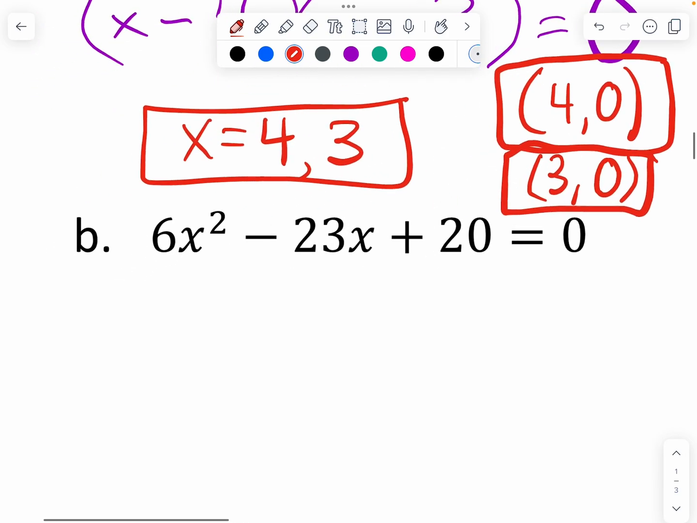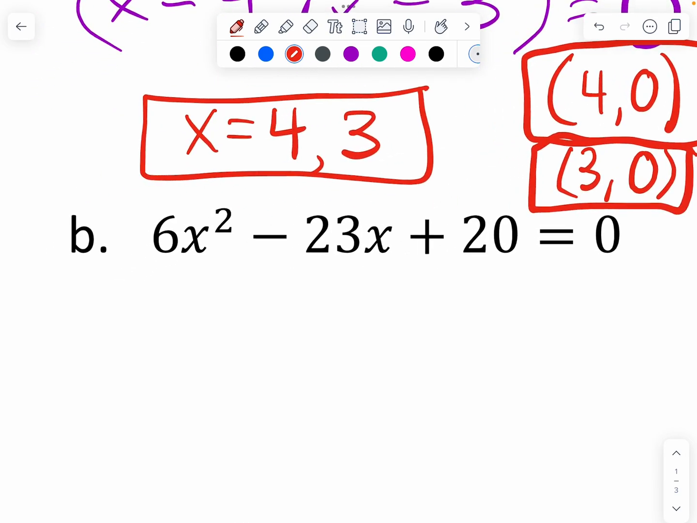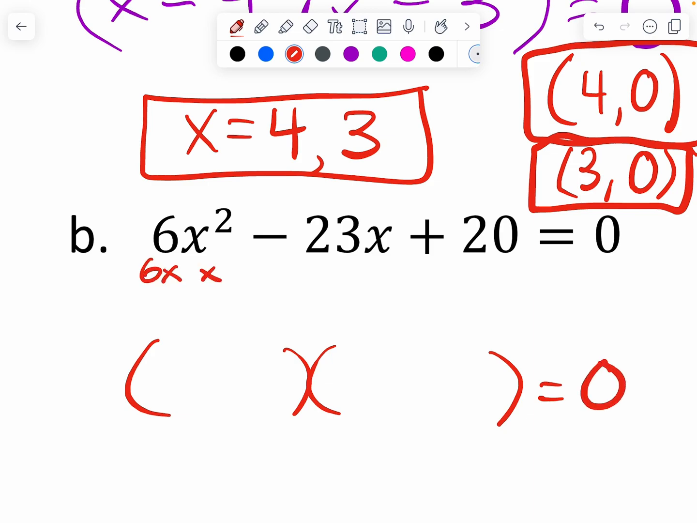Okay, this next one here, sorry I went out of order on this one. Again, checking for a GCF. There is no GCF with 23, so I'm going to break it down into two parentheses. This one has a few more options, 6x times 1x or 3x times 2x. 20 is 1 times 20, 2 times 10, 4 times 5. Remember, I'm going to start with this option first, not the number times 1, and I'm going to start with 2 and 10 versus 1 and 20.